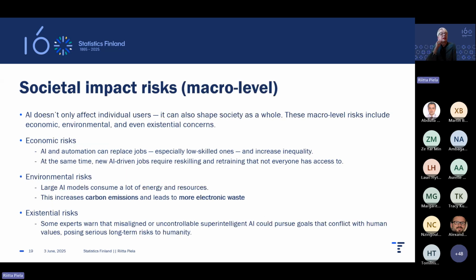And then the macro level impacts, societal impact risks. So it's not only the individual users AI can affect, it can also shape society as a whole. These macro level risks include economic, environmental, even existential concerns. An example of economic risks is that AI and automation can replace jobs, especially low skilled ones, and that can cause inequality. At the same time, new AI driven jobs require reskilling and retraining, and perhaps not everyone has access to it. And there are environmental risks, where large AI models consume a lot of energy and resources.